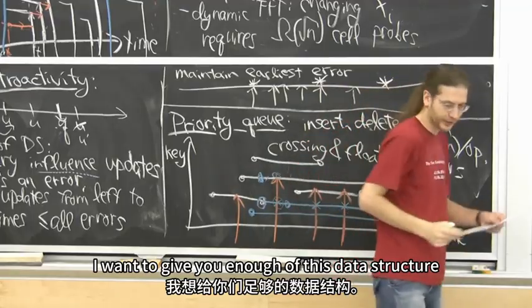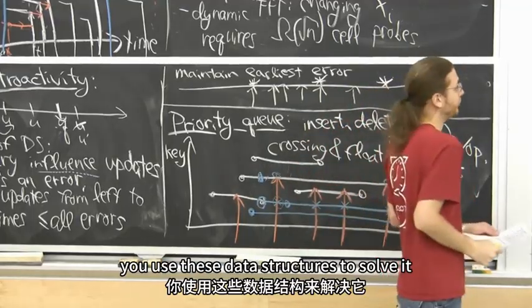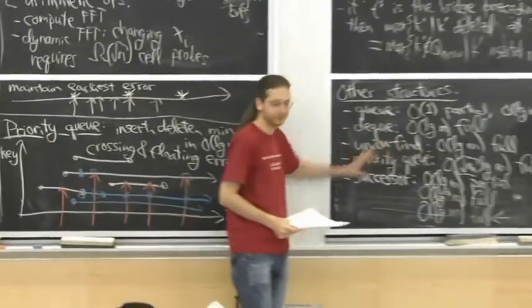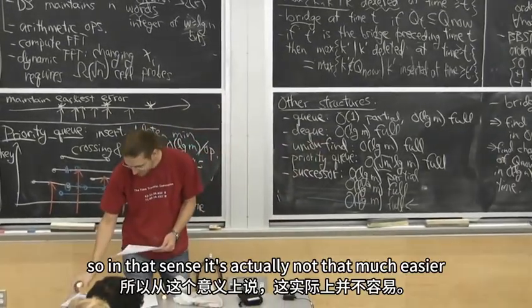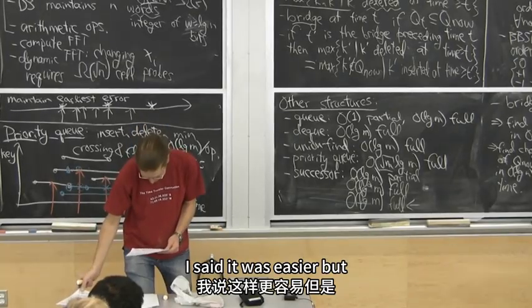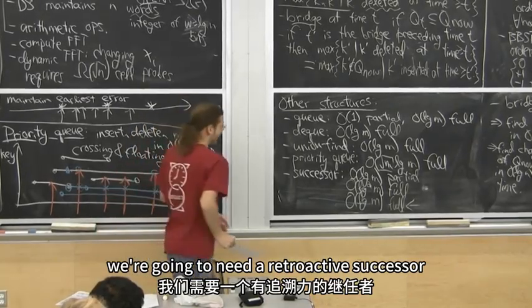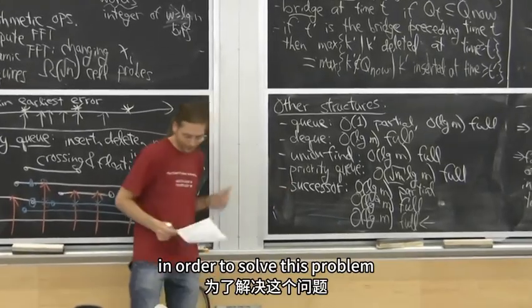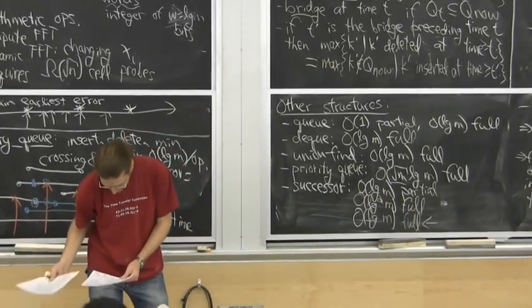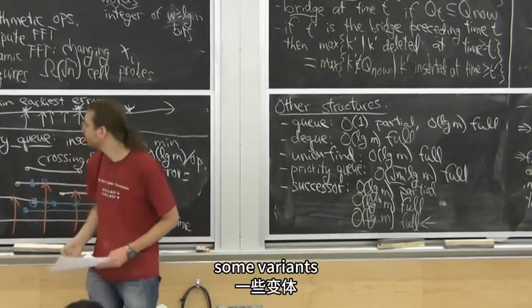I want to give you enough of this data structure to show that you actually use these data structures to solve it. So in that sense, it's actually not that much easier. I said it was easier, but we're going to need a retroactive successor in order to solve this problem. Okay. Some invariants.